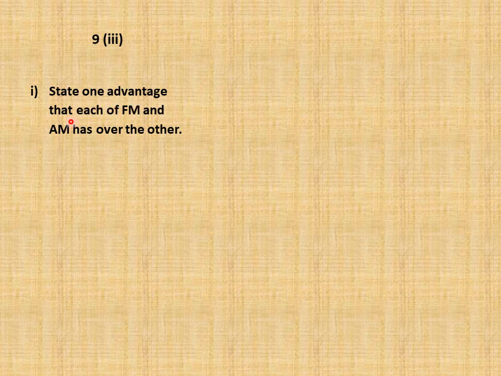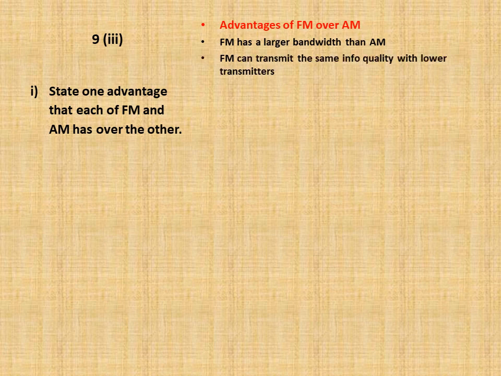State one advantage that each of FM and AM has over the other. It means give the advantages that frequency modulation has over amplitude modulation and the advantages that amplitude modulation has over frequency modulation. Frequency modulation has a larger bandwidth than amplitude modulation. Frequency modulation can transmit the same information quality with a low transmitter.